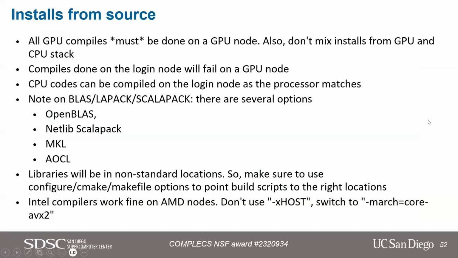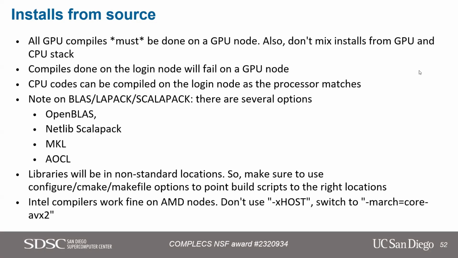And here are a few notes about installation from the source. All GPU compiles must be done on a GPU node on Expanse, and also don't mix installs from GPU and CPU stack. If you choose to compile the code on the login node, it will fail on a GPU node. But if you have a CPU code, that might be okay to compile on the login nodes, because the CPU processes can match on Expanse.